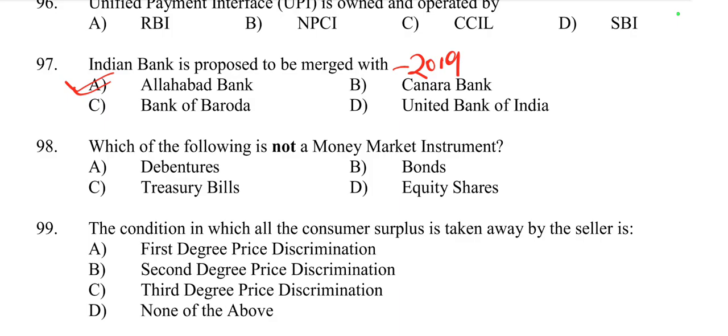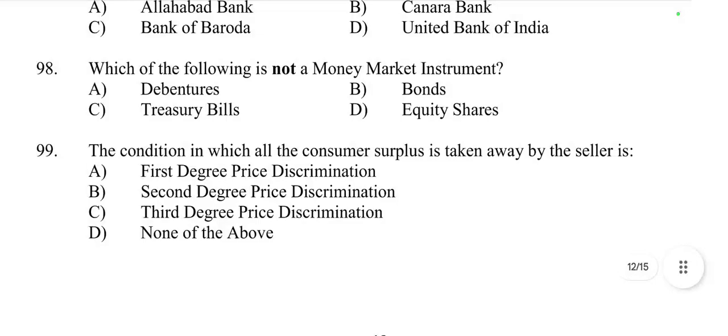The Indian government announced a major merger of public sector banks in 2019. So Indian Bank was proposed to be merged with Allahabad Bank to form a large entity where Indian Bank is the anchor bank, and the merger was completed in April 2020. Then question number 98.